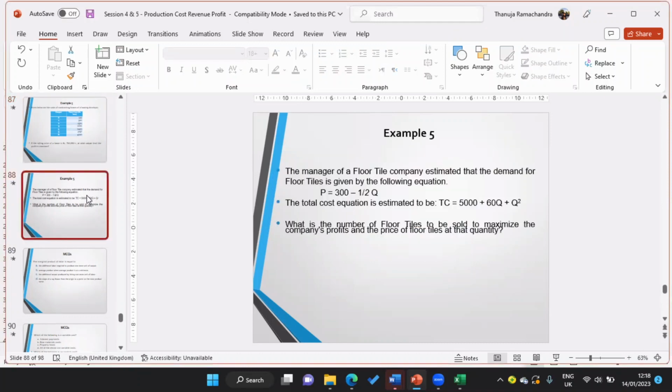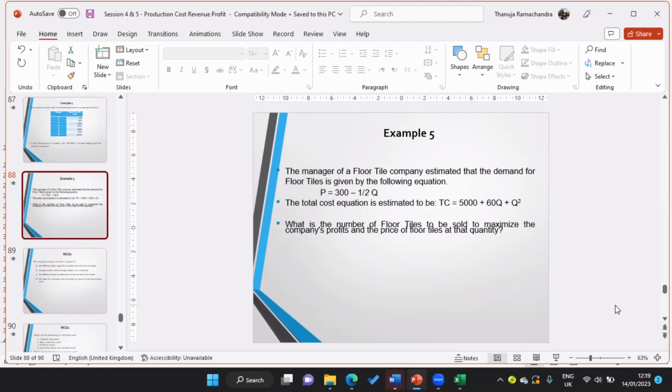Right. So next one. A manager for a floor tile company estimated the demand for floor tiles is given by the following equation: P equals 300 minus half Q. The total cost equation is estimated to be TC equals 50 plus 60Q plus Q squared. What is the number of floor tiles to be sold to maximize the company's profits, and the price of floor tiles at that quantity?